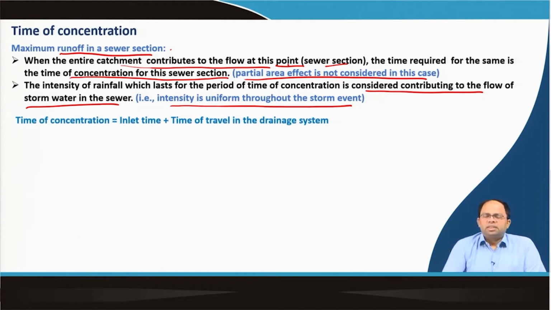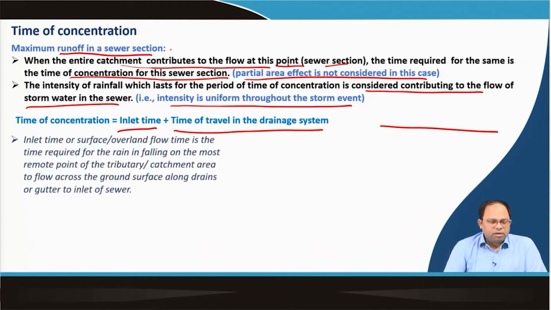So, time of concentration for a particular inlet or a particular section is measured using two components. One is the inlet time and the other is the time of travel in the drainage system or in the sewer system. So, that means the water that comes to a particular point could come direct. Suppose we have a pipeline, I think we have an illustration for this later on. So, inlet time or surface or overland flow time is the time required for the rain falling on the most remote point of the tributary or catchment area to flow across the ground surface along drains or gutters to the inlet of sewers.